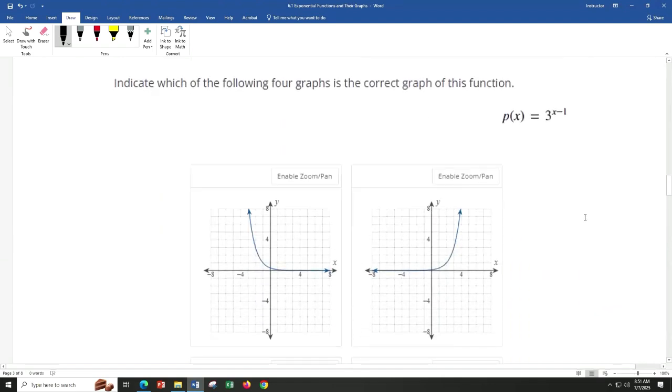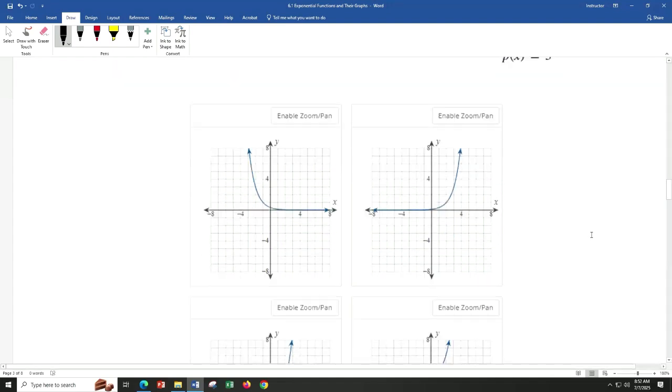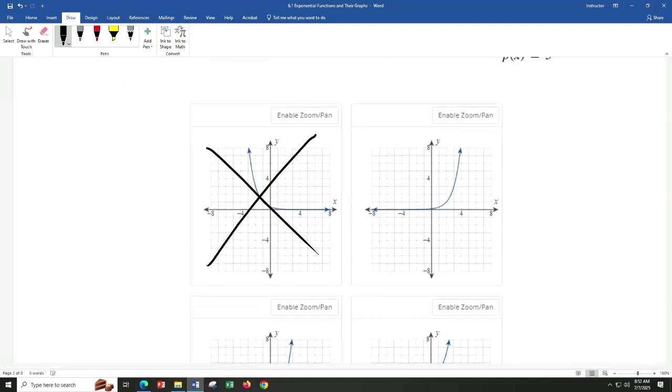Indicate which of the following graphs is the correct function for this one. Now look at this one. First off, am I going to have an increasing or a decreasing function? Increasing. Since I know it's increasing, I can come in here and go, okay, well, it's increasing. That means I know this one doesn't work.